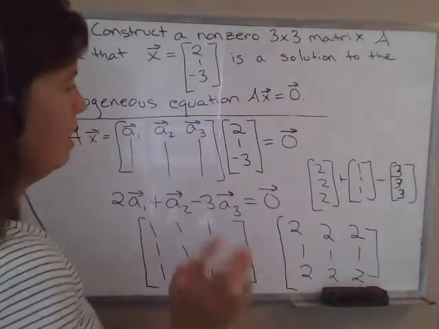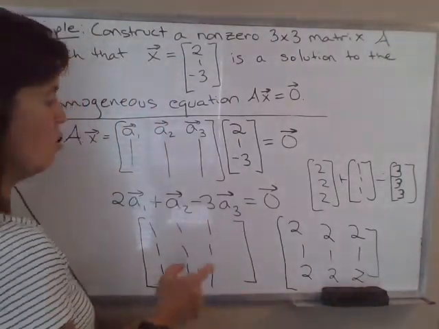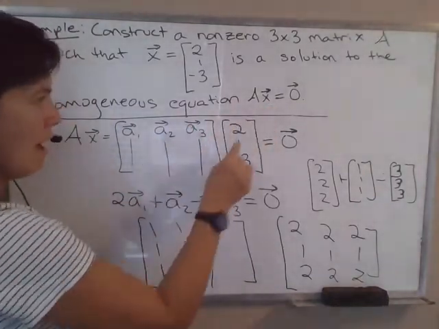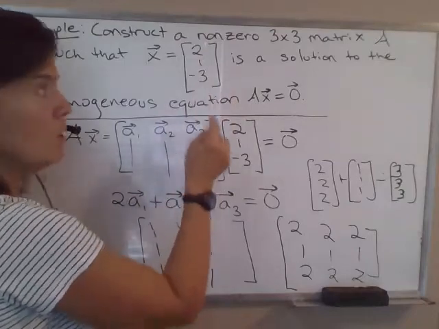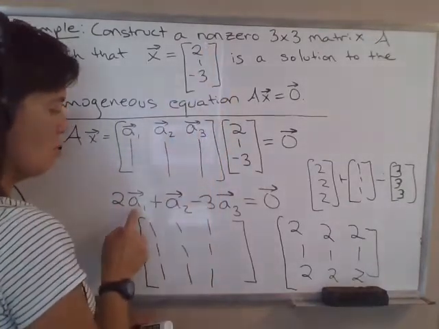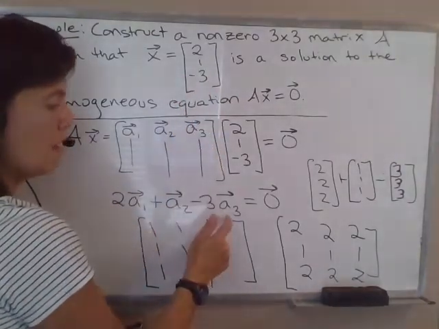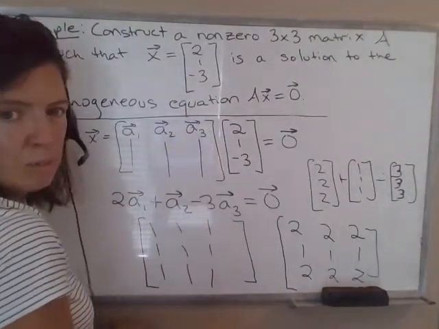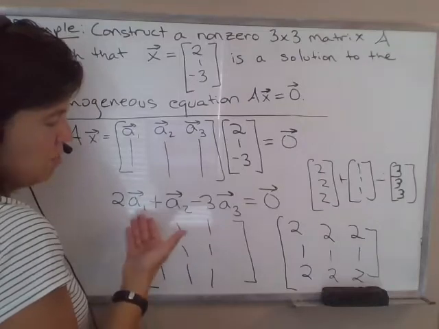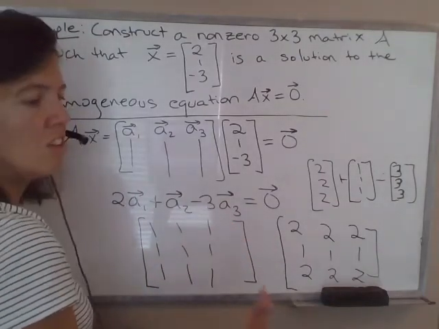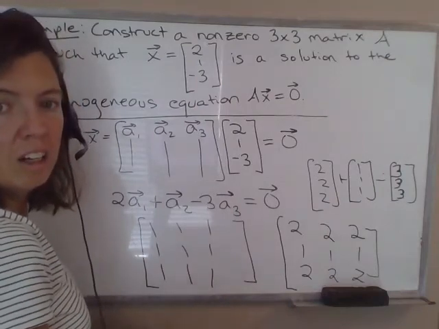But the key in these problems, because you'll have one like this in your homework, is to write your A times X as: whatever vector X you're given, first entry times first column of A, second entry times second column of A, third entry times third column of A. Then you just set up columns that satisfy this equation. Now you can just make something up, and like I said, there are infinitely many correct answers.